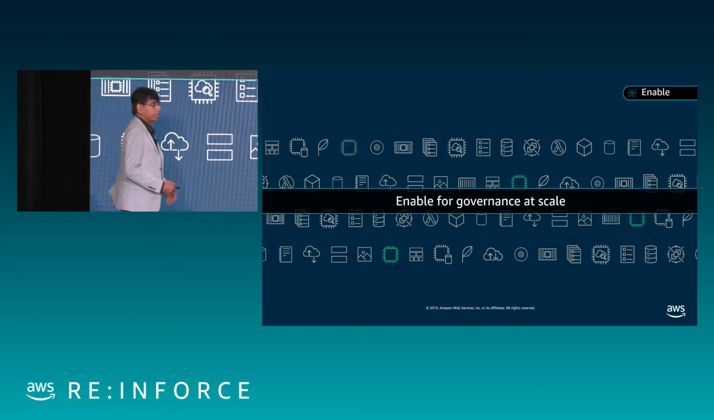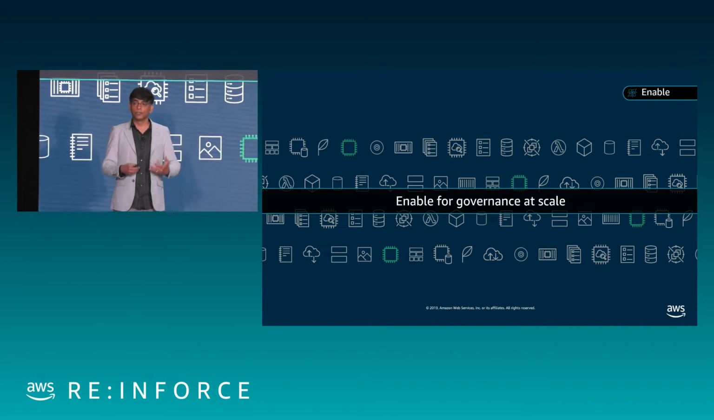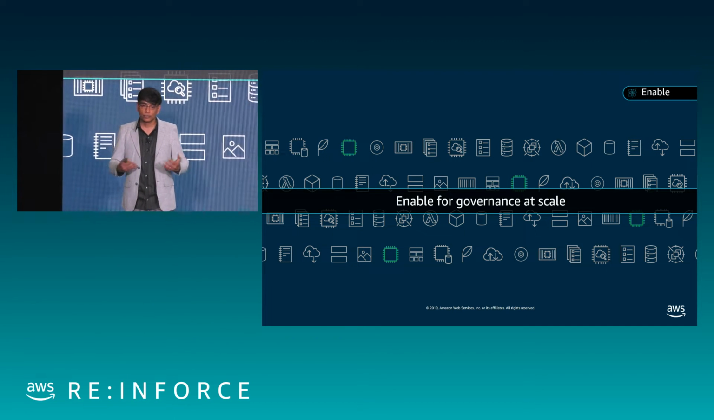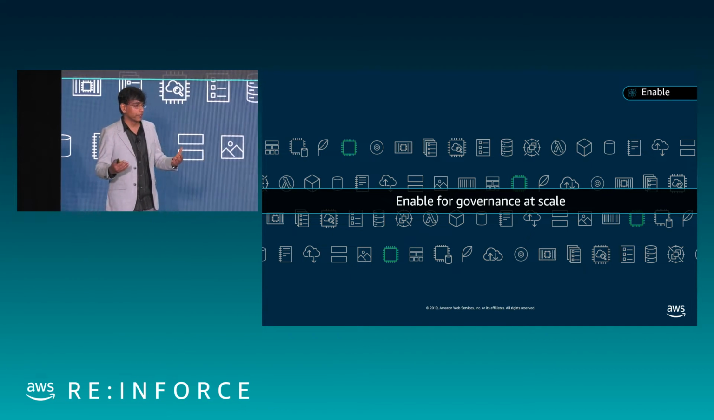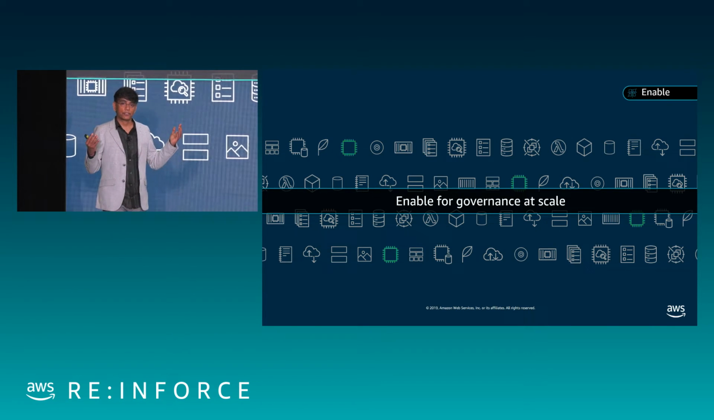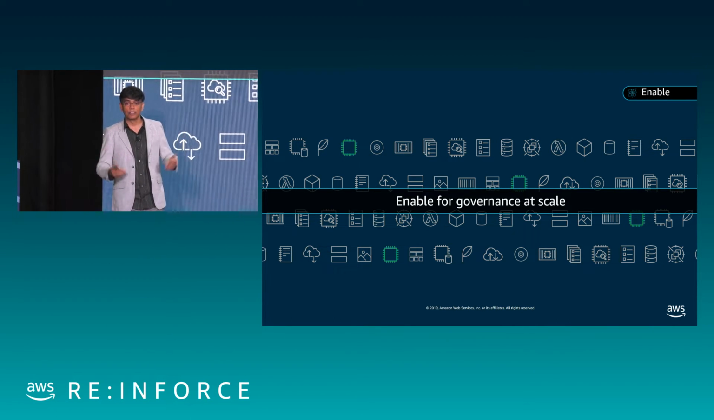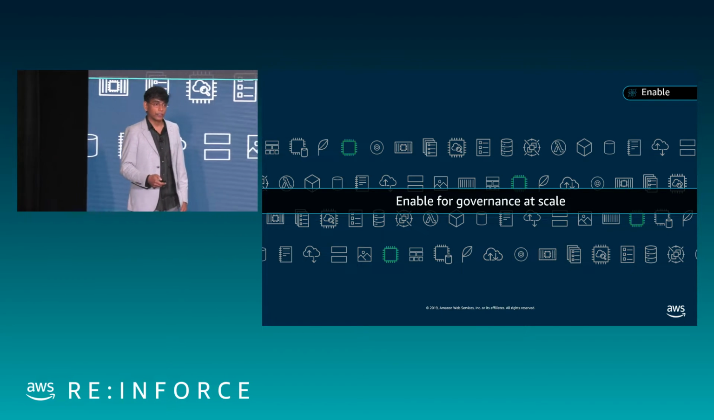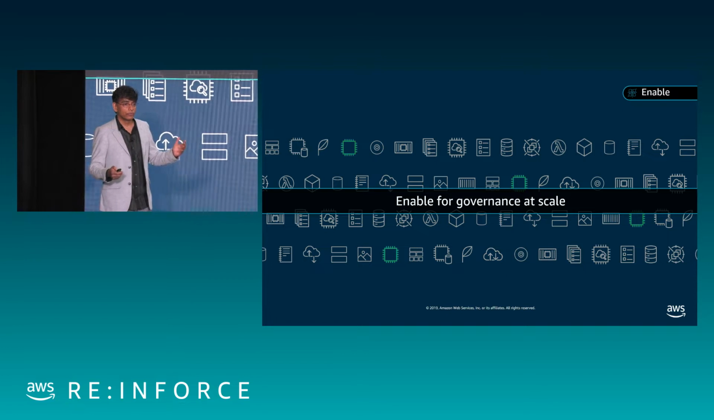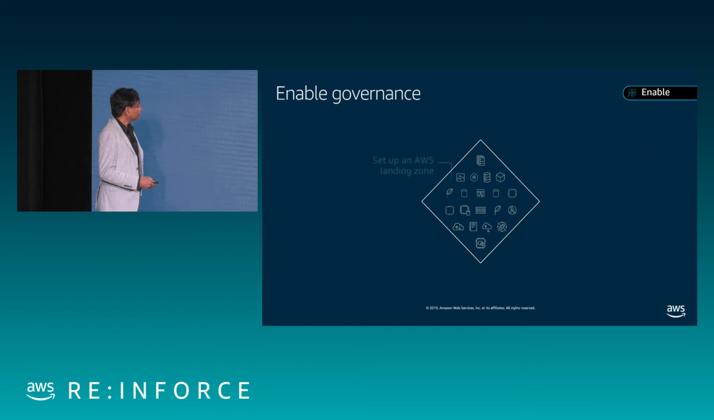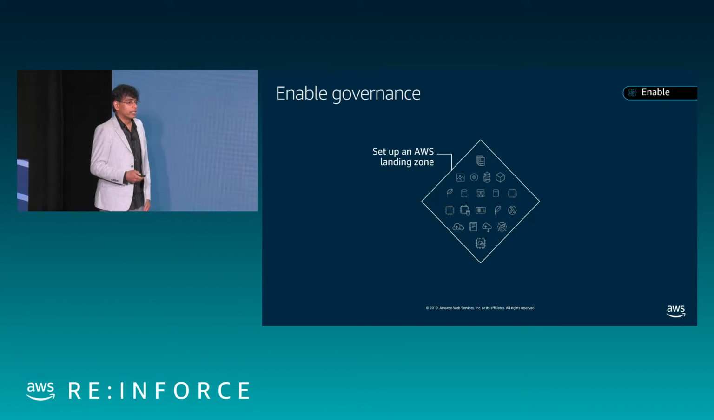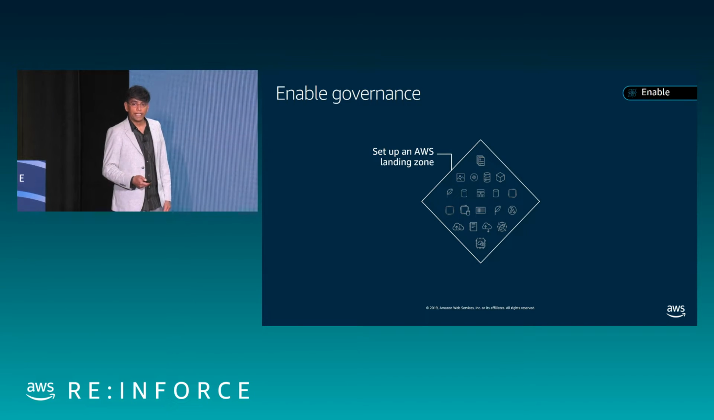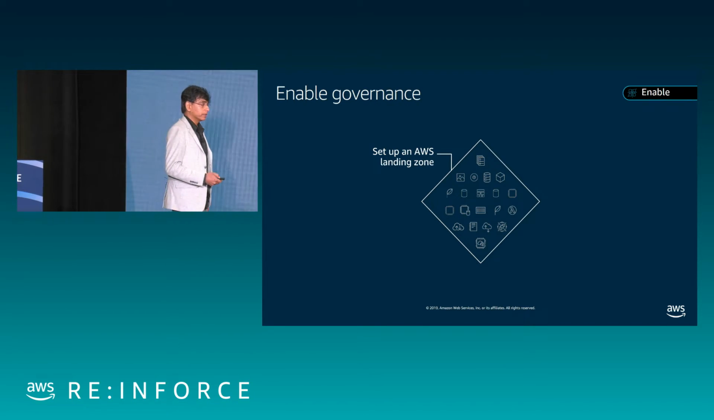The first thing is enabling for governance, right? When you set up your multi-account environment, you already know that you're going to have a growing footprint on AWS with thousands of resources, dozens of accounts, and dozens of teams accessing your multiple accounts. So you really want to enable all your accounts for governance. Control Tower enables 4 main things to help with governance.